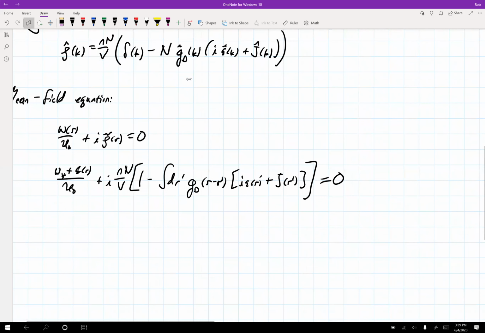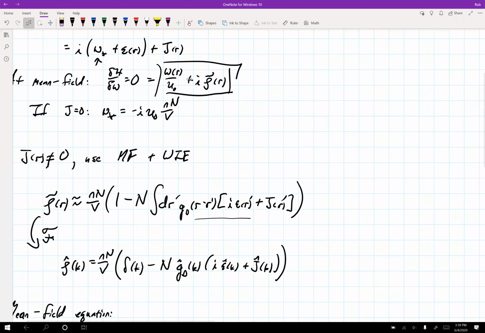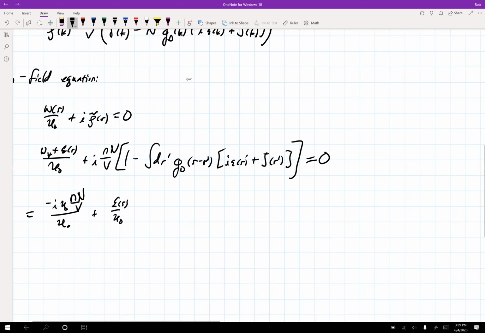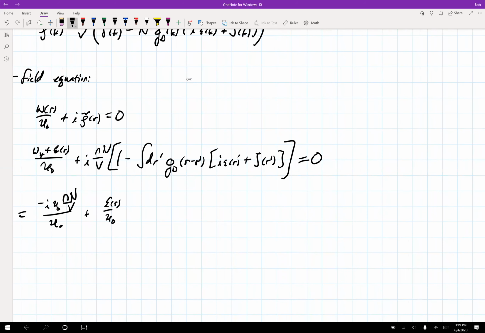We can plug in for W star. So we have that up here if we scroll up. So W star was minus I u naught n over v. And we can start simplifying some things. So this is going to be equal to minus I u naught little n big N over v over u naught. So I'm going to break this term up into 2 parts. Then we'll have plus epsilon of r over u naught. And then we also have this hot mess over here. So we can go ahead and distribute this guy.